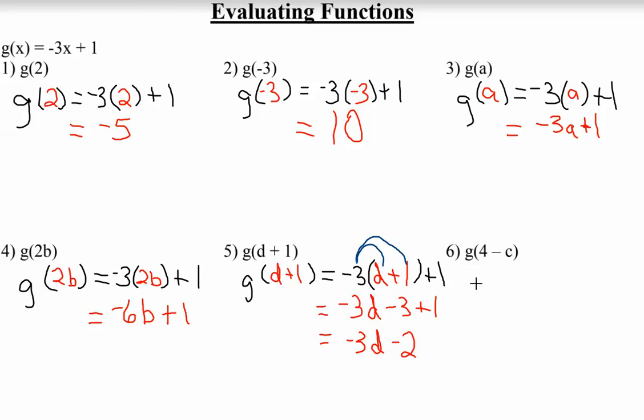So let's come down to the very last one. We have g of, leave your gap, negative 3 and then plus 1 at the end. And then substitute in your 4 minus c. And of course, because we have multiple terms inside of those parentheses this time, we still use the distributive property.